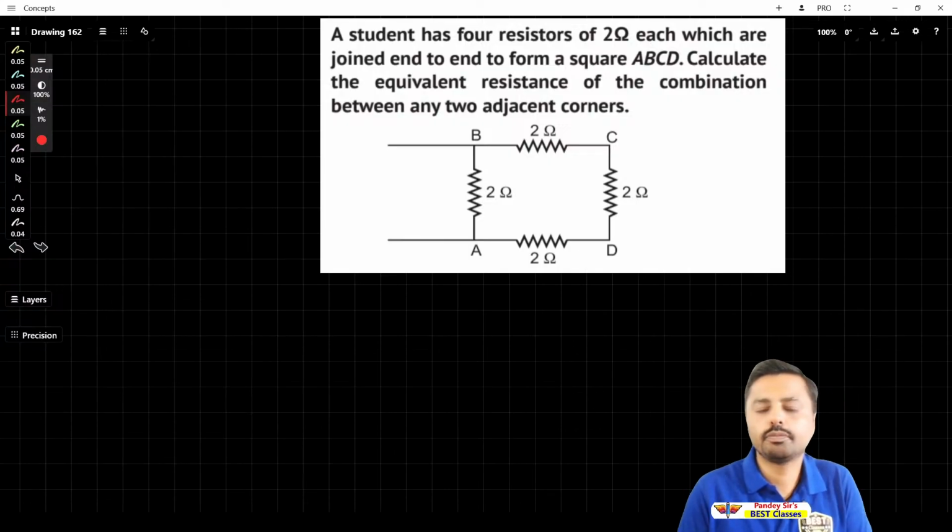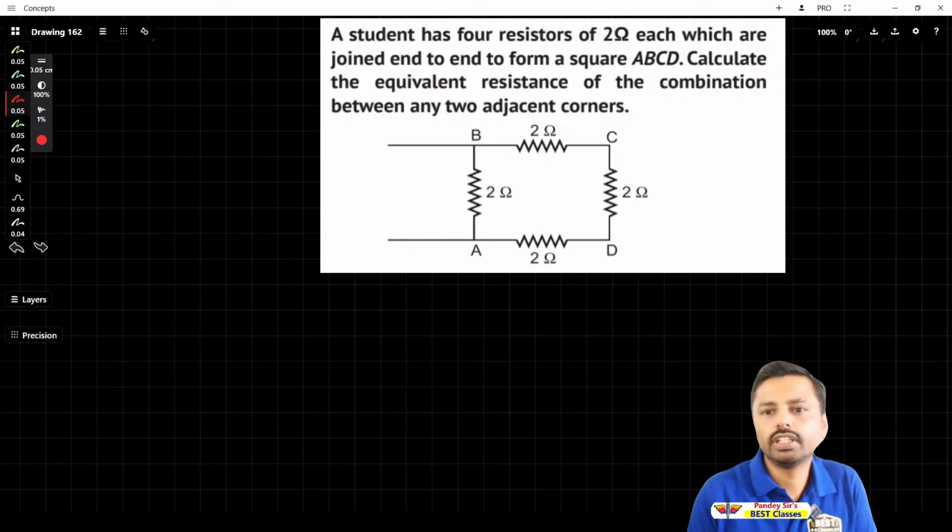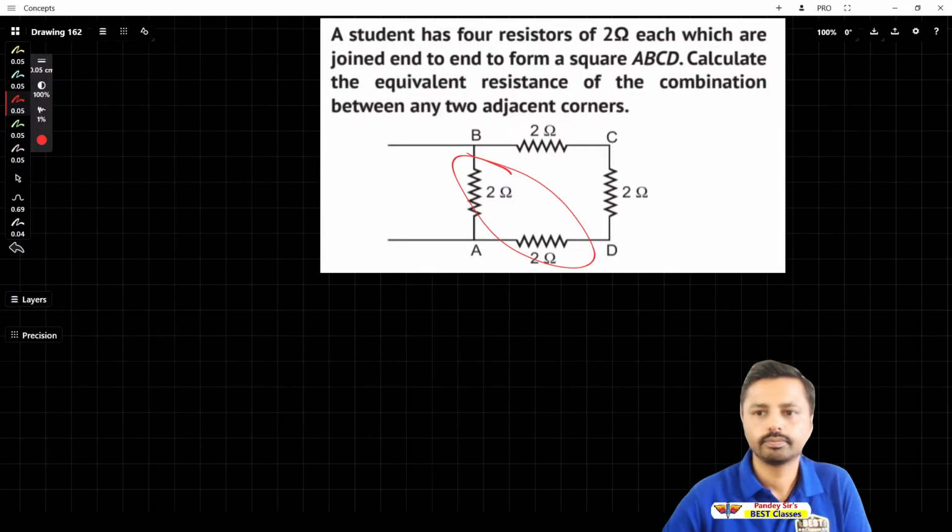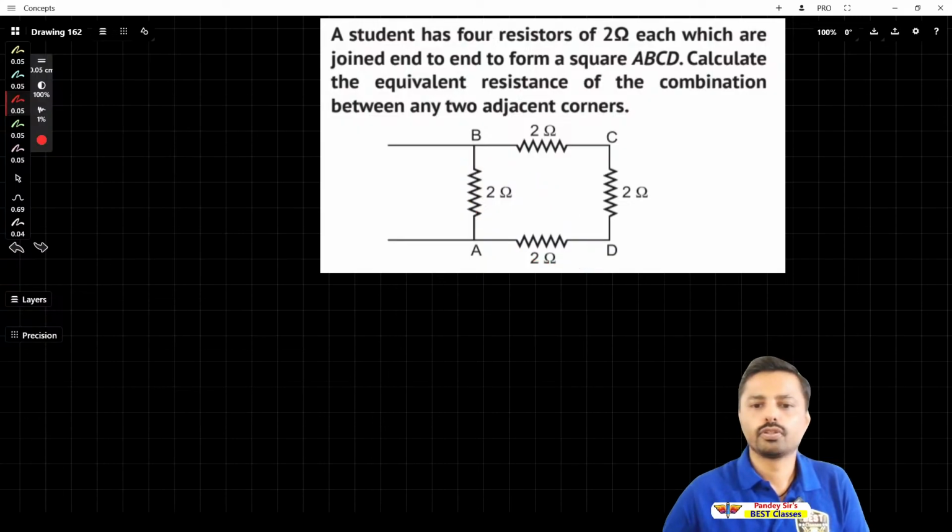And what they asked is important. Calculate the equivalent resistance of the combination between any two adjacent resistances. Adjacent means this and this. So we can calculate between B and D. Okay, very easy. So let's find out.